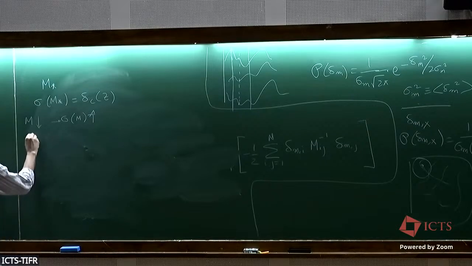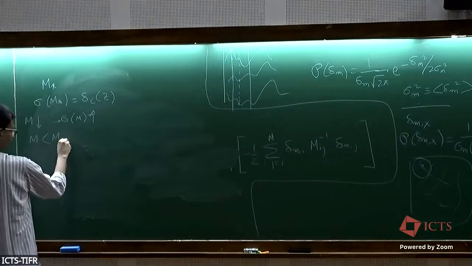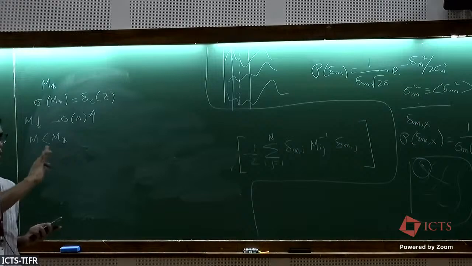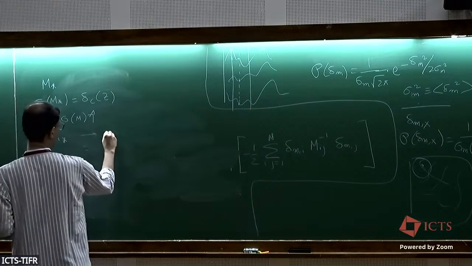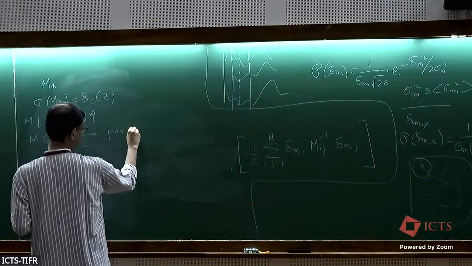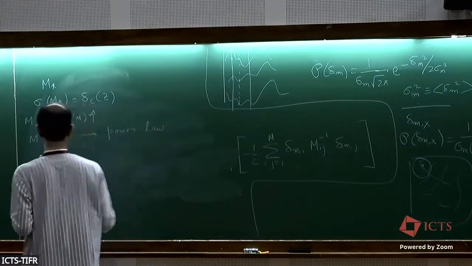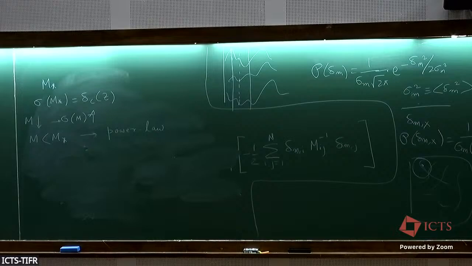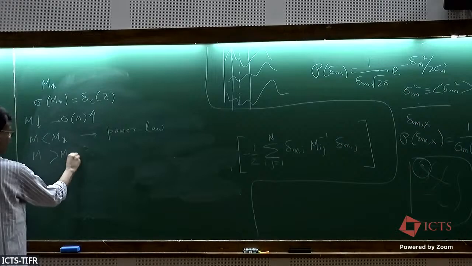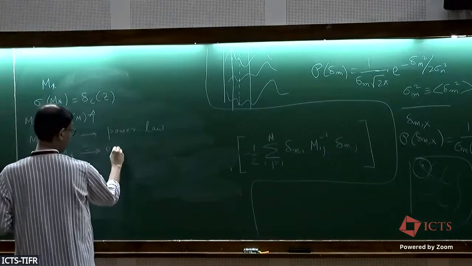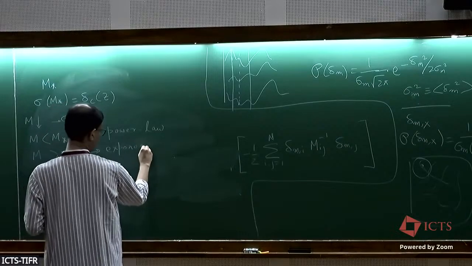Now for m less than m star, the exponential term is roughly equal to 1. The mass function follows almost a power law, not exactly, so you can call it a quasi power law. And at m greater than m star, the exponential takes over, so you have an exponential cutoff.